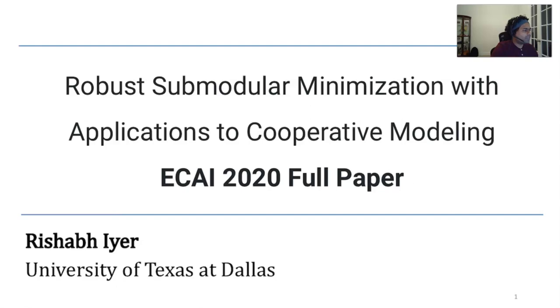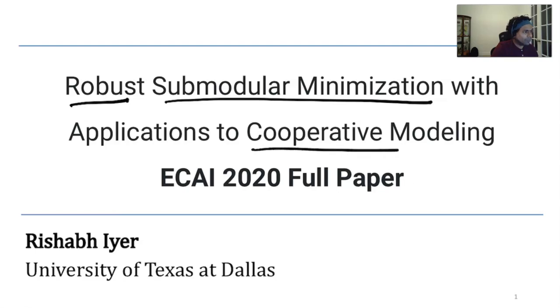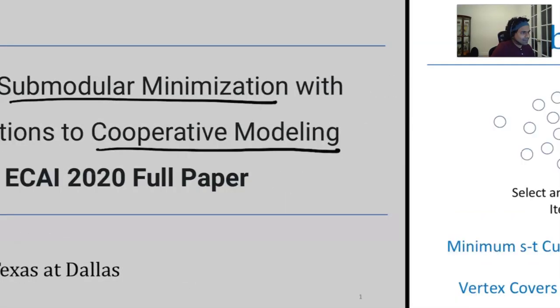So today I'll be presenting our work on robust submodular minimization. The keywords here are robust submodular minimization with applications to cooperative modeling. And this is the ECAI 2020 full paper. My name is Rishabh Iyer. I'm assistant faculty at University of Texas at Dallas.